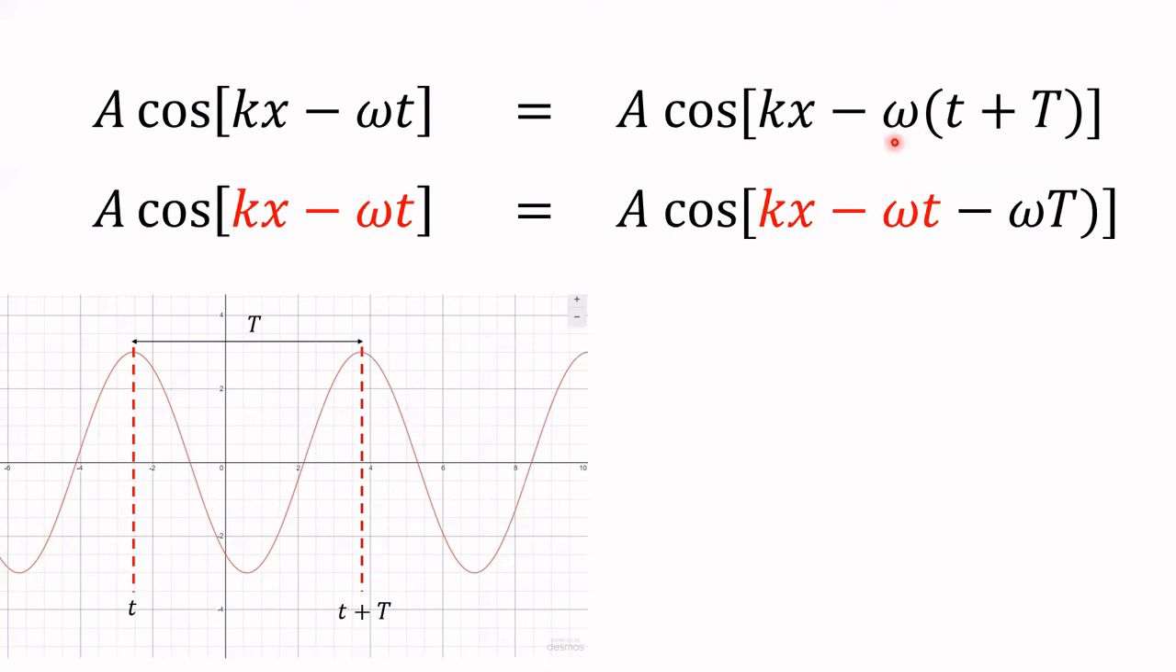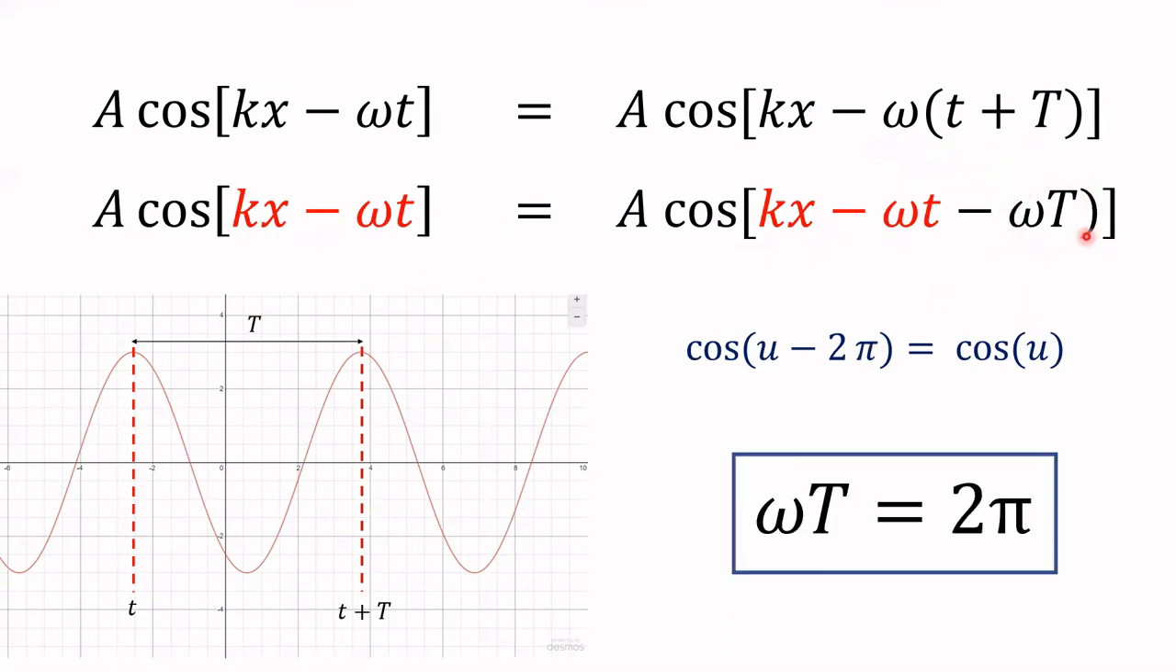Let's rearrange. So distribute the omega. This minus sign here makes that a minus sign. And since this is the same as that, cosine repeats every 2 pi radians, evidently. And like I said, it doesn't matter if you add 2 pi radians or subtract 2 pi radians. This quantity right here would have to be equal to 2 pi. It's a lot like kx equals 2 pi, but now we're relating the frequency to the period.